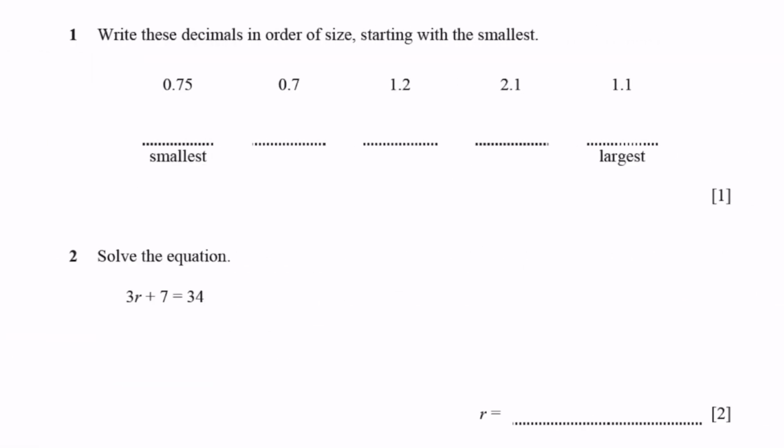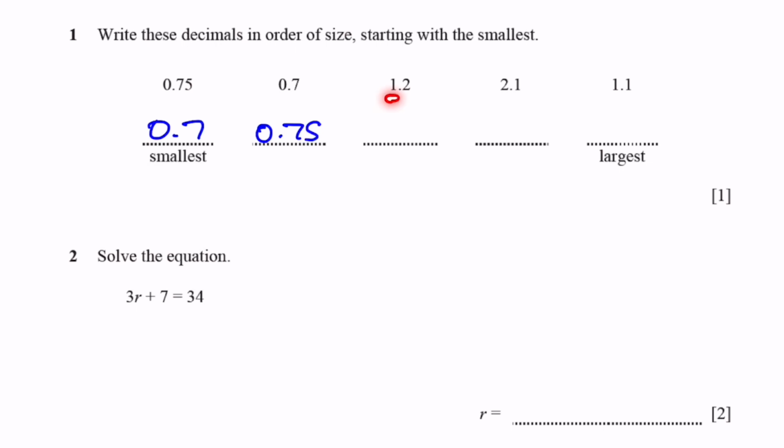Question 1. Write these decimals in order of size, starting with the smallest. So first of all, let's see the ones digit. Over here, there's two of them with 0 as the ones digit. Now next, tenth digit. 7 is in the tenth digit for both. Now for the hundredth digit, there's 5, and we can write this as 0.70, so that'll be 0 there. This is the smallest, and then 0.75 is next.